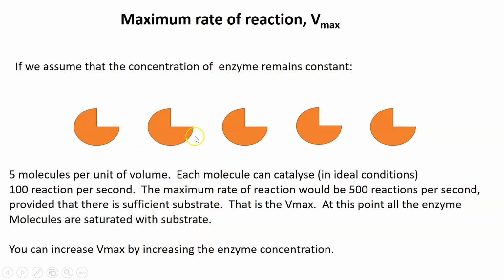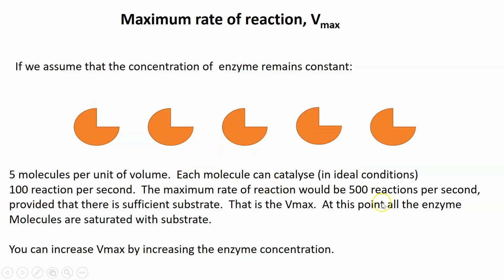Each one of these molecules has to be saturated with substrate. It's assuming that there are more molecules waiting in line to react with the enzyme. What this demonstrates also is that if you have five molecules, this is the speed which we can achieve, 500 reactions per second.